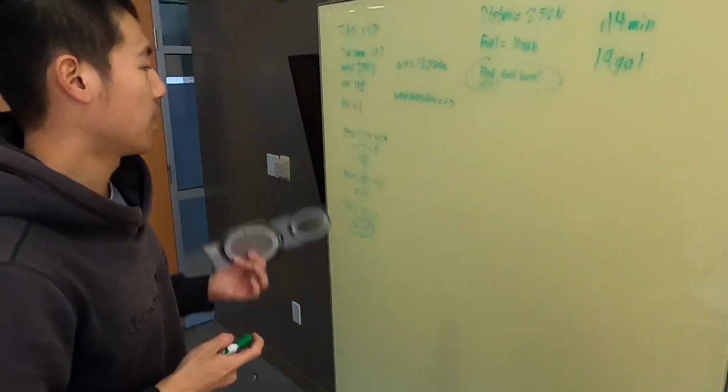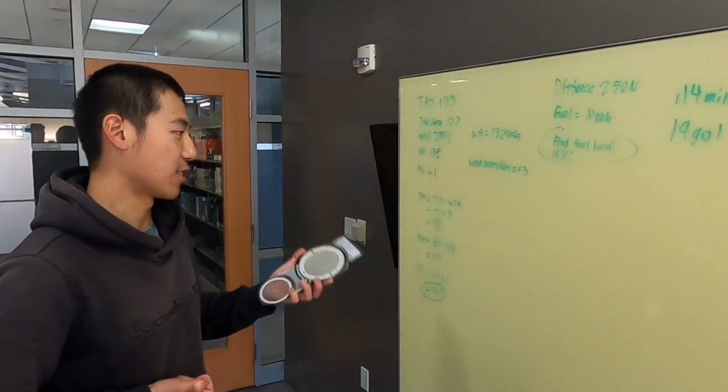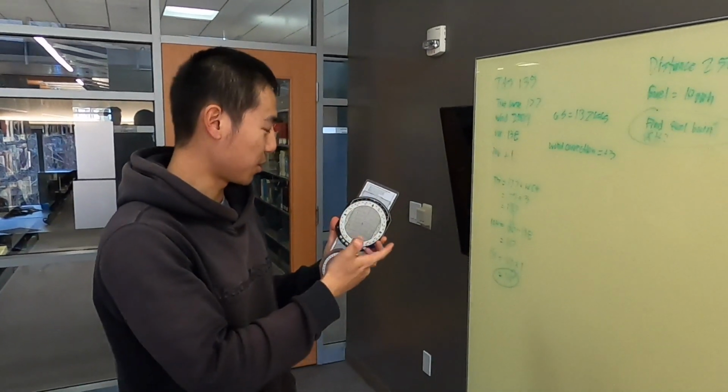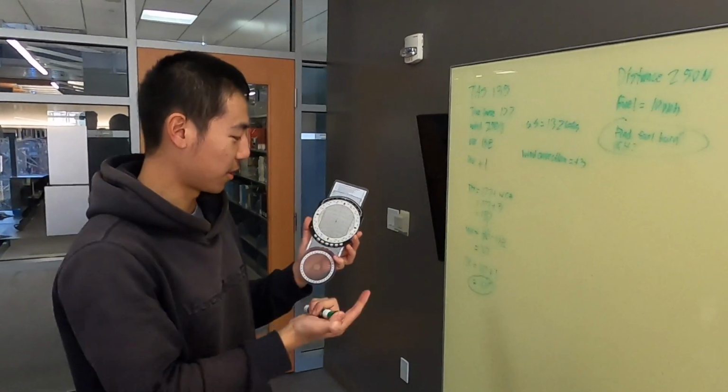So that's it with the backside of the E6B for wind correction. It's as easy as it gets. If you don't know what to do, read the instructions up here. If you're asked to find heading, just read down here. You should be good to go.